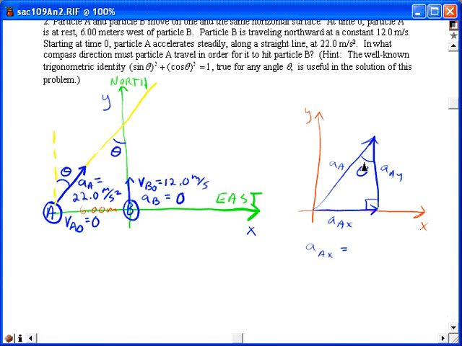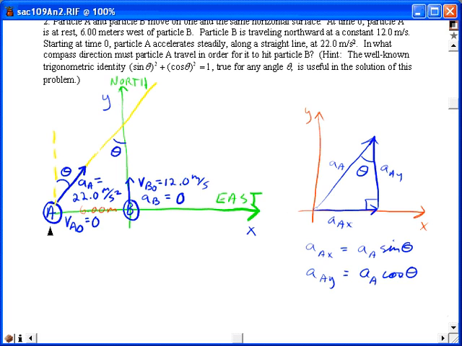With respect to this angle, this is the opposite, and this will be the hypotenuse. So the sine of the angle is equal to a_Ax over a_A. Multiply both sides by a_A, and I get a_Ax equals a_A times the sine of the angle. Similarly, a_Ay is the adjacent side to this angle, so it turns out to be a_A times the cosine of theta.